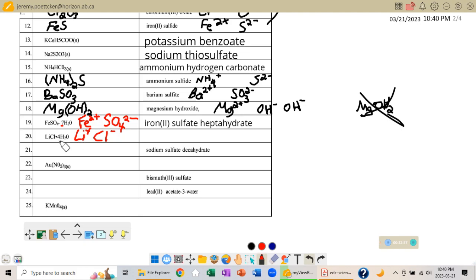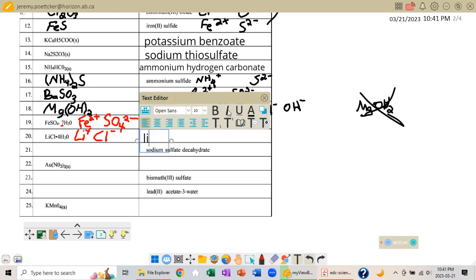And then I have to find the prefix for 4, which is tetra. And so this thing becomes lithium chloride tetrahydrate.